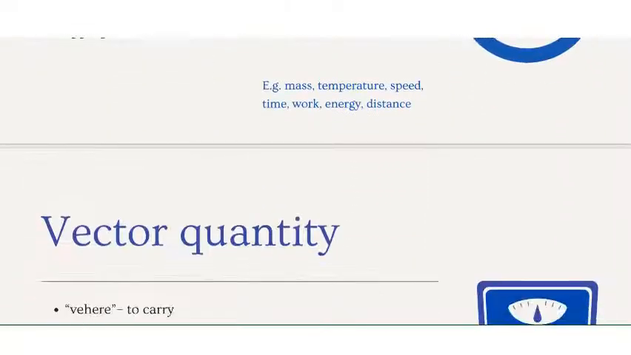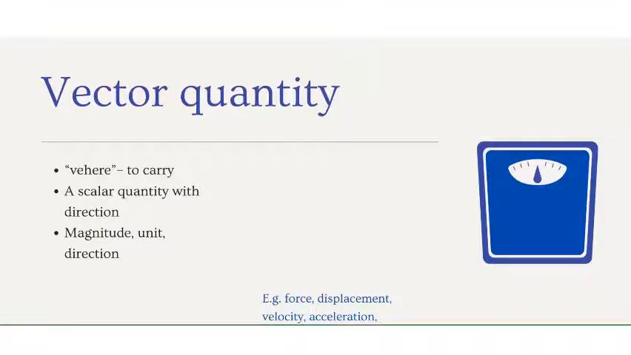How about a vector quantity? A vector quantity comes from the word vehere, which means to carry. So this is just like a scalar quantity, but the main difference is that it has direction. So may magnitude ka, may unit, at may direction ka. It's very important to have direction kasi you want to know, for example, saan ka papunta. For example, you apply a force, is it a push or a pull? It's very important also in solving problems kasi a backward or a left means a negative sign, a forward or going to the right is a positive sign. So an example of this is force, push or pull, displacement, velocity, and acceleration.